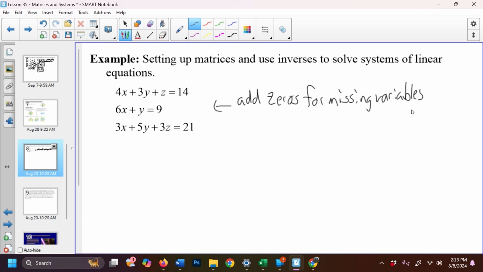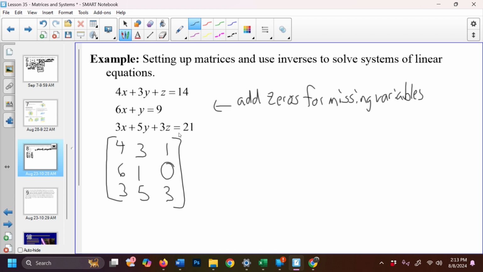So again, we're going to set up our variables matrix, and I'll have a 4, a 3, and a 1, a 6, a 1, and again, I did this problem especially like this so that you could see, since I have no z, I'm going to put a 0 there, then a 3, a 5, and another 3 for that last equation.